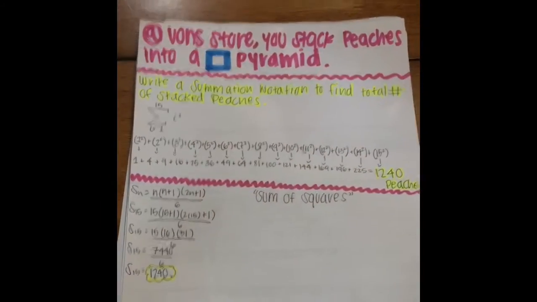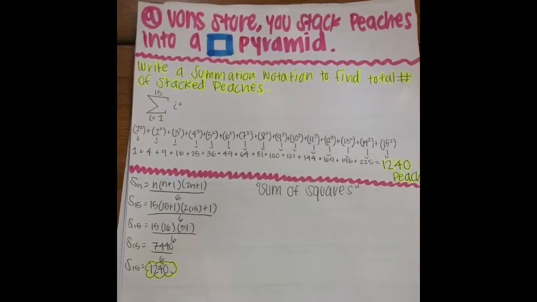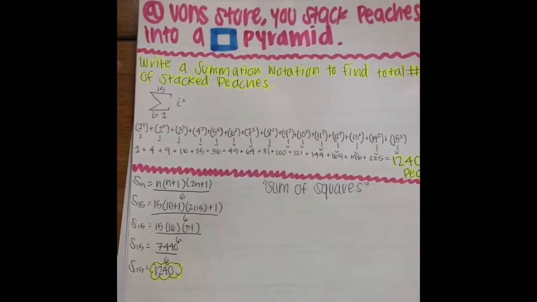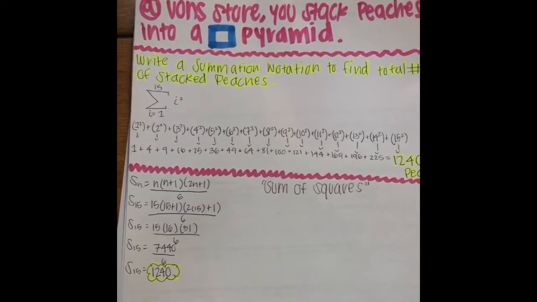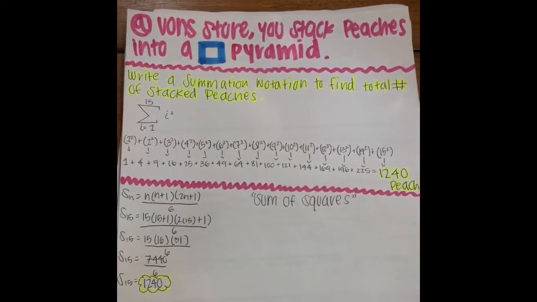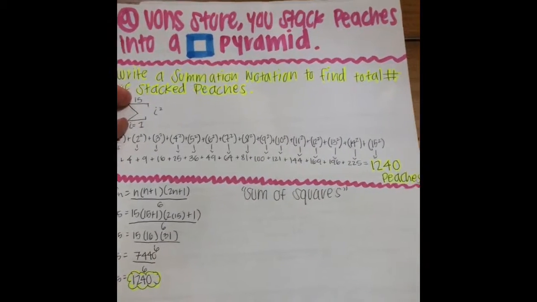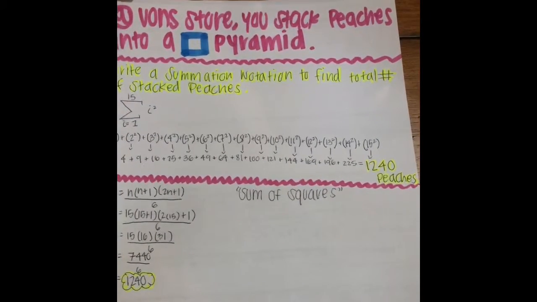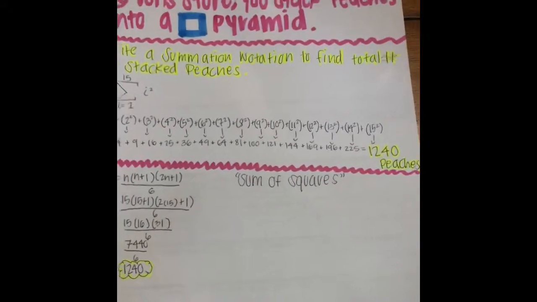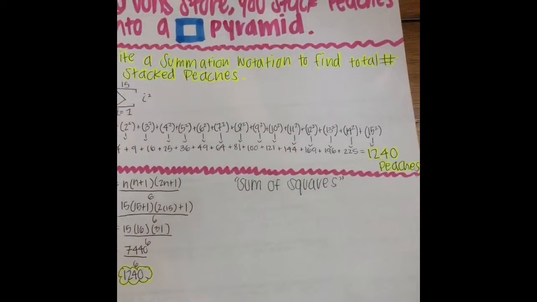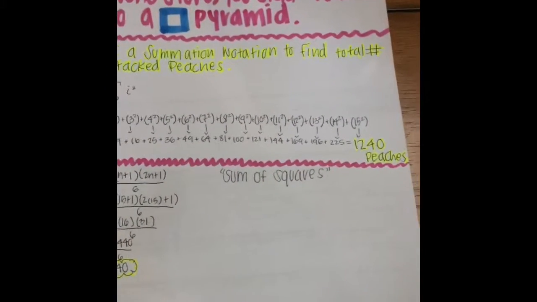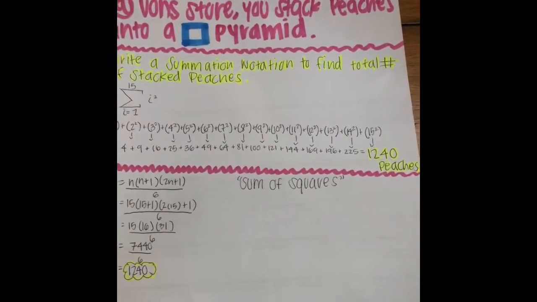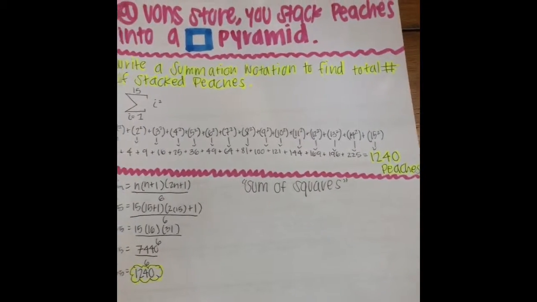Okay, so for this problem, it says, at a Vons store, you stack peaches into a square pyramid. So what you're going to do is write a summation notation to find the total number of stacked peaches in your square pyramid. So for that, you're going to do 15, and then i equals 1, and then i squared. So you're going to do 1 squared plus 2 squared plus 3 squared, and so on. And then after you square all those numbers, you're going to add all of those together, and you get 1,240 peaches. So you have 1,240 peaches in your square pyramid.